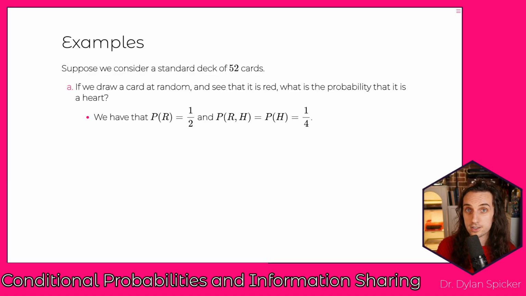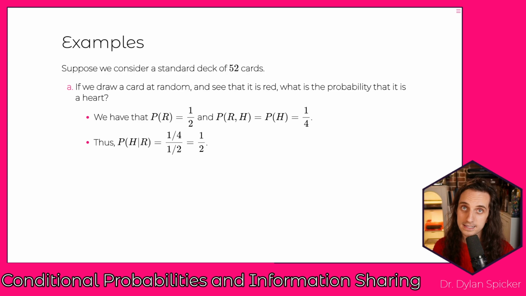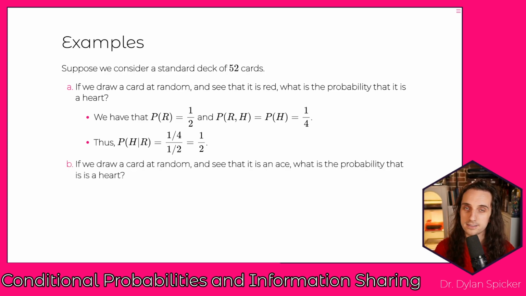The probability that a card is red and is a heart is the same thing as saying the probability that it's a heart, because all hearts are red, and so that's 1/4. And so then we take 1/4 out of 1/2 to give us our 50% chance. Right? So we can get that intuitively, or we can get that directly.